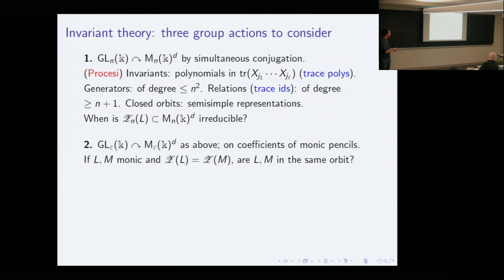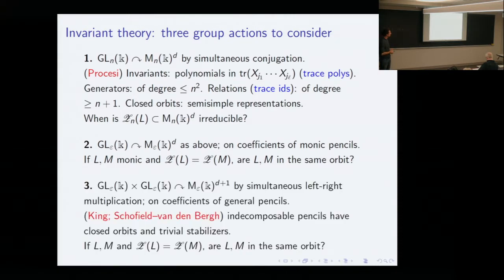And that's going to play in the question of, well, if I have two monic pencils, and if their free loci are the same, does that tell me that L and M are in the same orbit? So that was for monic ones, and then in the non-monic case, we saw that we need to have different matrices of different sizes, P and Q. So it's a GL times GL action, simultaneous left and right multiplication. For general pencils, you act on the coefficients.